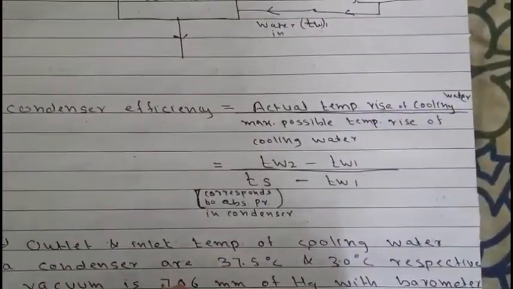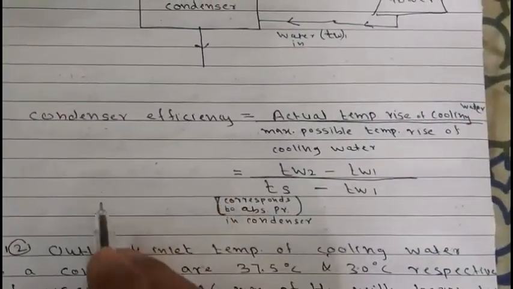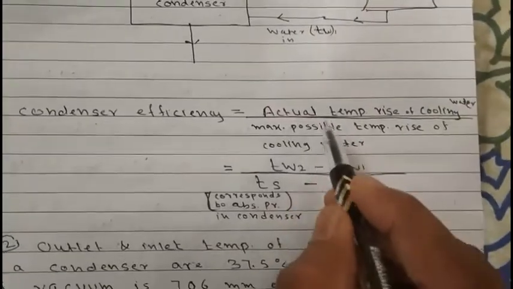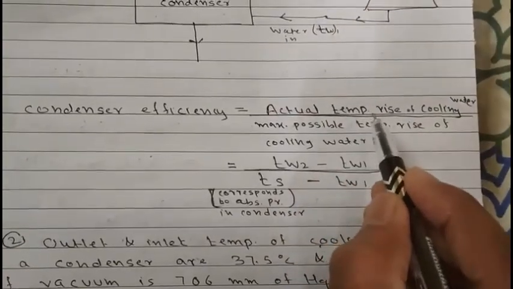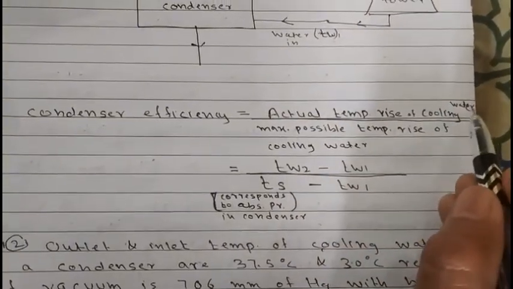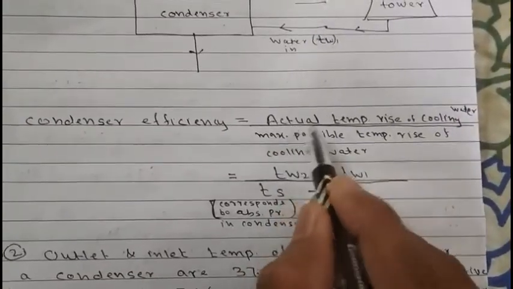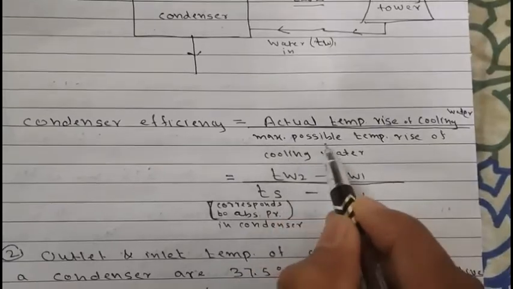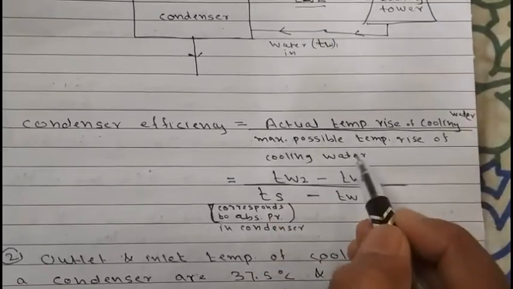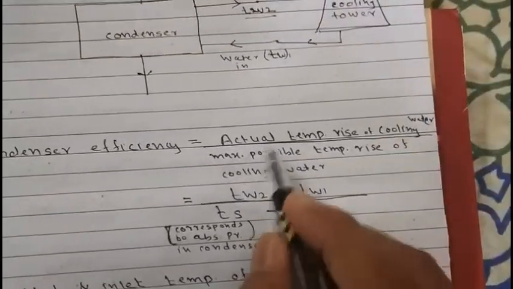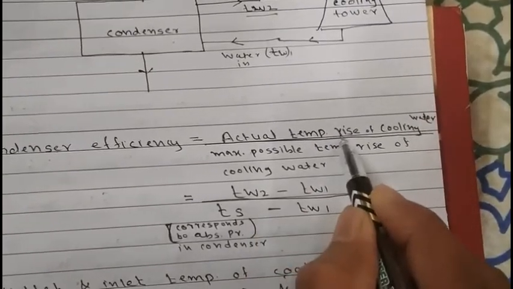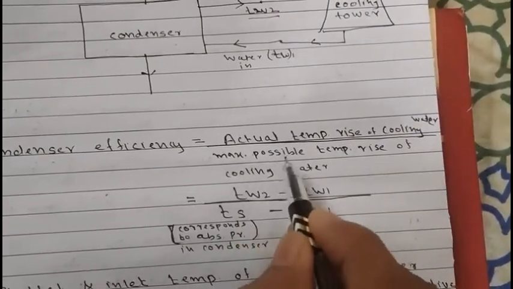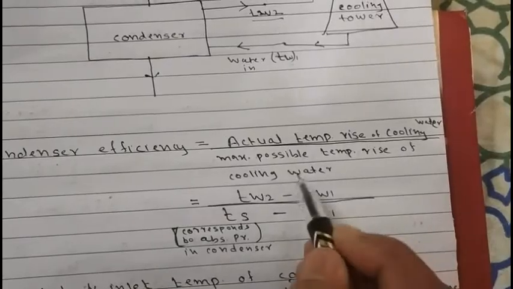Now we will see what the condenser efficiency is. The condenser efficiency is the ratio of the actual temperature rise of the cooling water to the maximum possible temperature rise of the cooling water. You write this definition: the actual temperature rise of the cooling water to the maximum possible temperature rise of the cooling water.